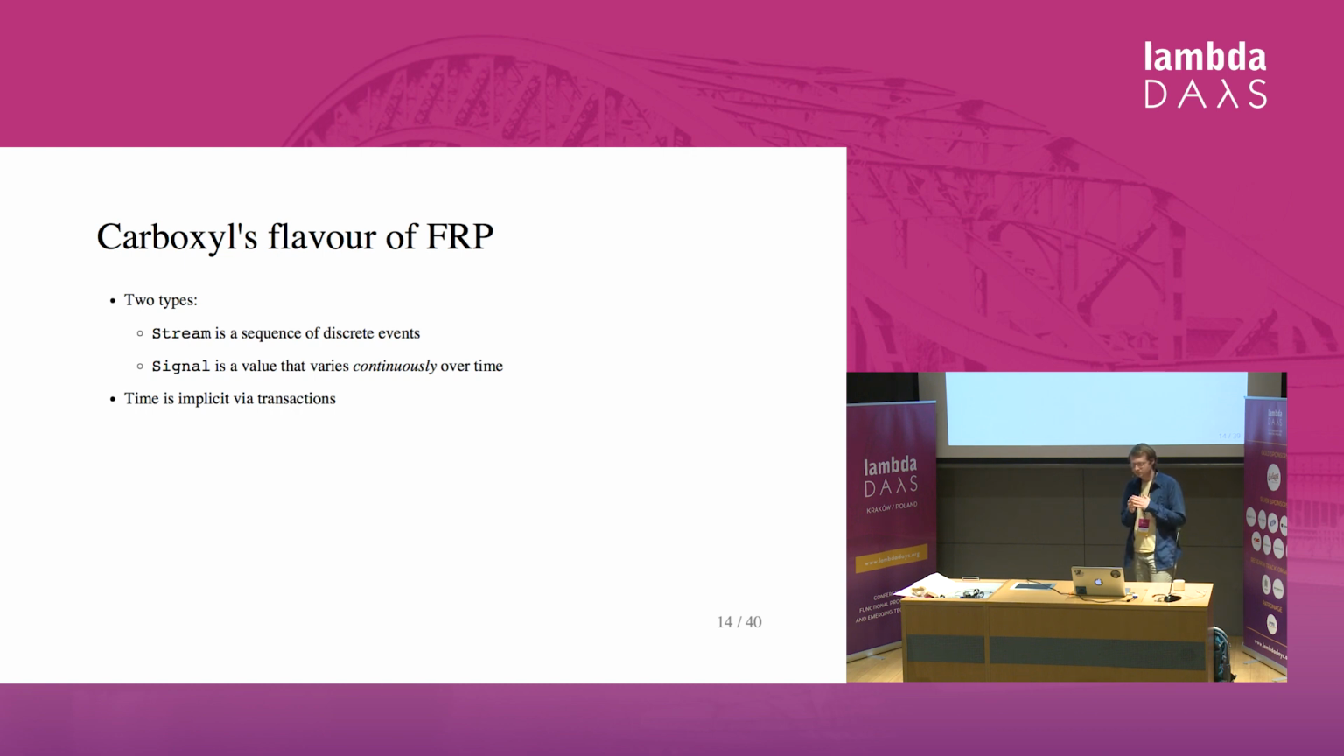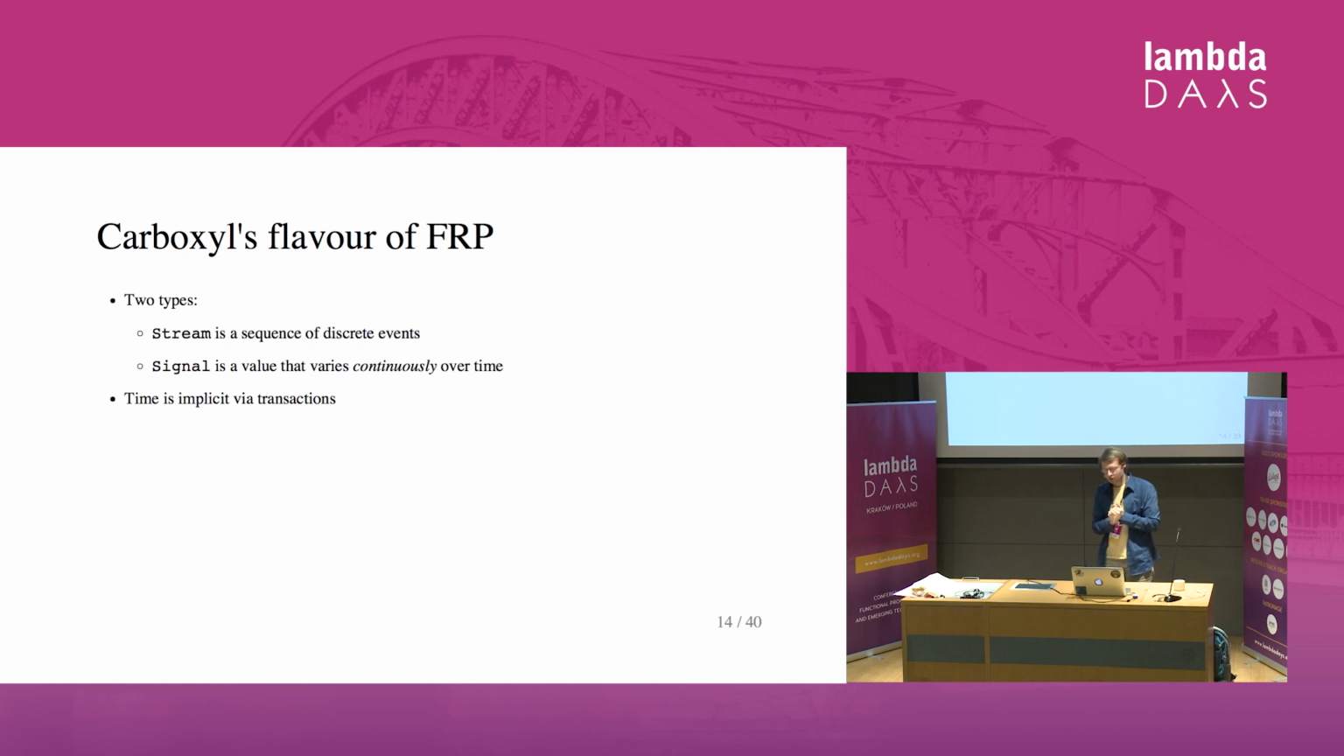In contrast to what many popular FRP libraries do at the moment, Carboxyl distinguishes two different types. The first type is a stream, which is just a sequence of discrete events. It does not contain any state whatsoever. It just says essentially, okay, at 5 o'clock, A happened, and at 7 o'clock, B happened, and then at 7:30, C happened, and so forth. So it doesn't persist the state of these events as its current value.